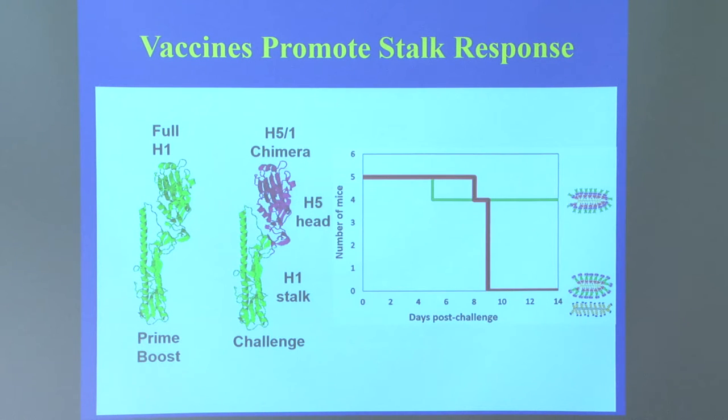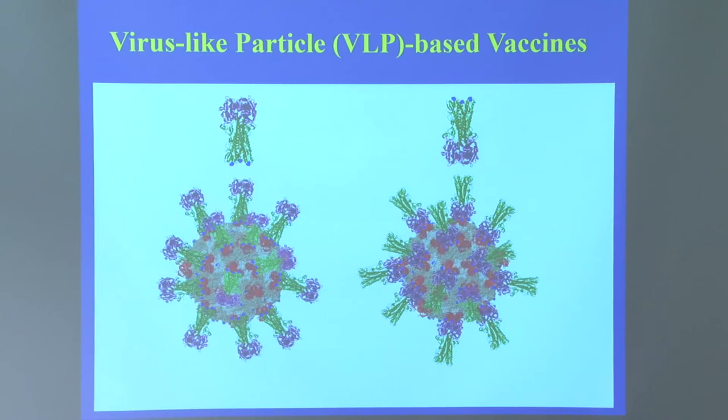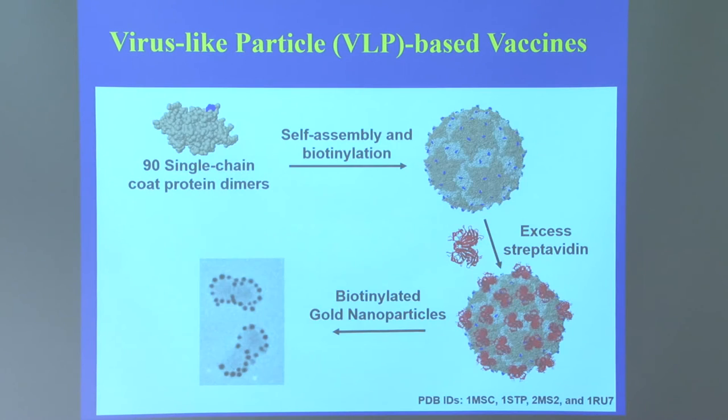And this is what we see. At the bottom are the two controls. This is surviving mice versus time. With the nanotubes alone, or the nanotubes in the normal orientation, there is no protection. But in this inverse presentation, 4 out of 5 animals survived. We have done this with other scaffolds as well, such as virus-like particles. But in the interest of time, I'll just skip this part.